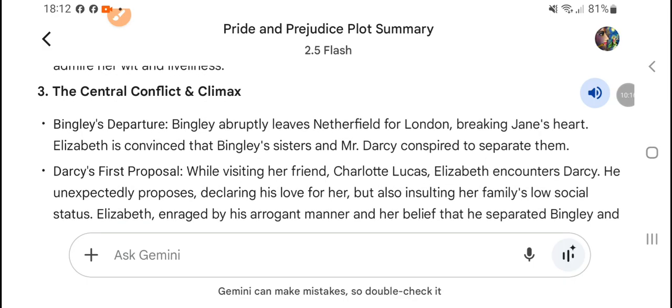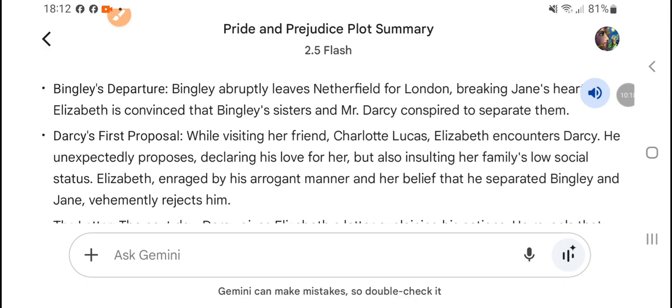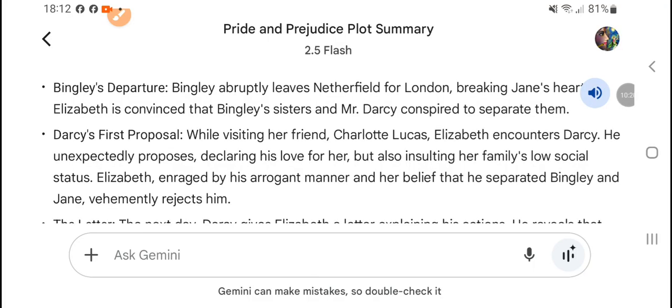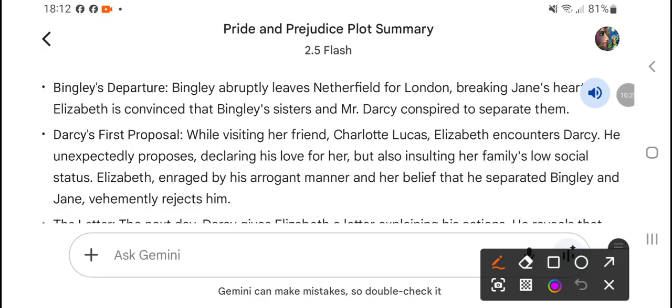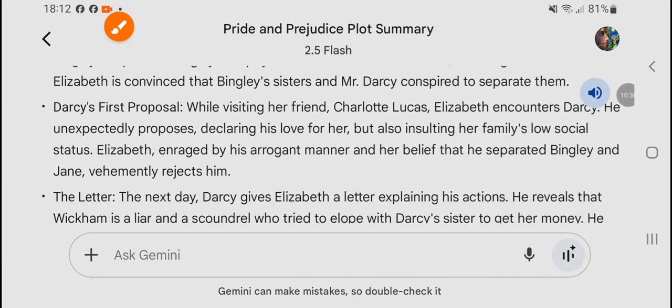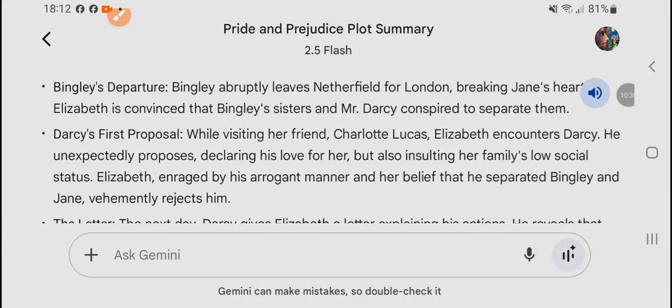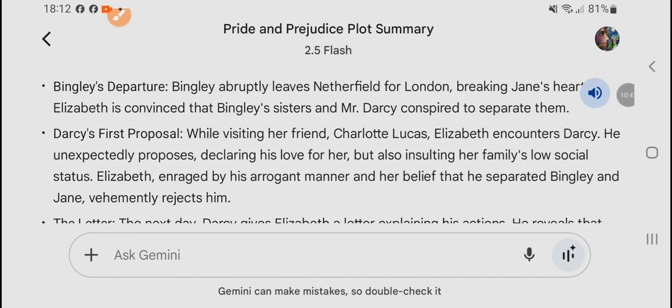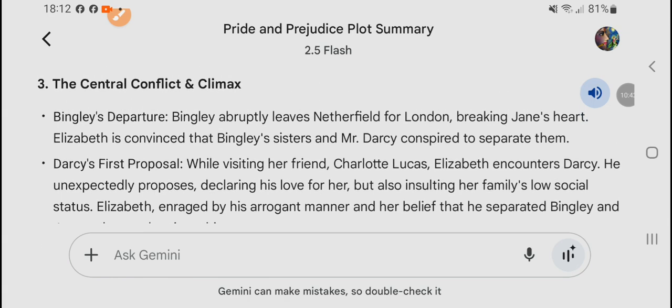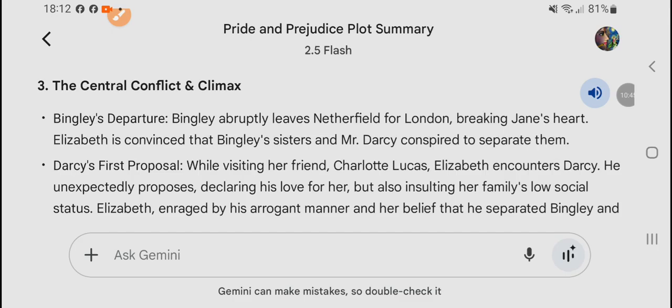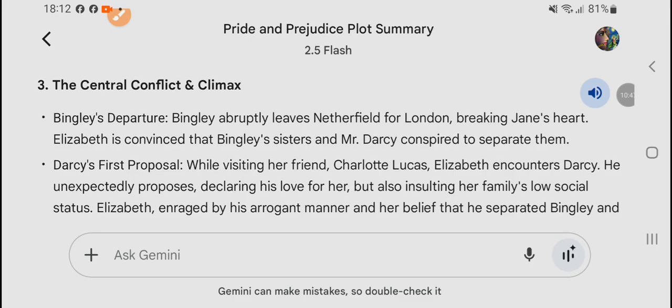Now, central conflict and climax. So, what happened? Bingley's departure. Now they are very good friends, Jane Bennet and Charles Bingley. But all of a sudden, Bingley abruptly leaves Netherfield for London, breaking Jane's heart. So Jane Bennet is disheartened.